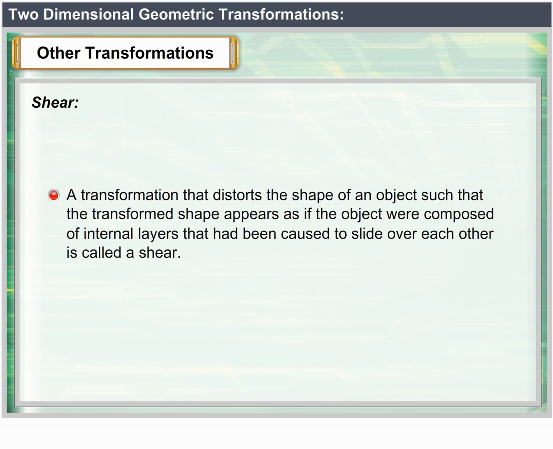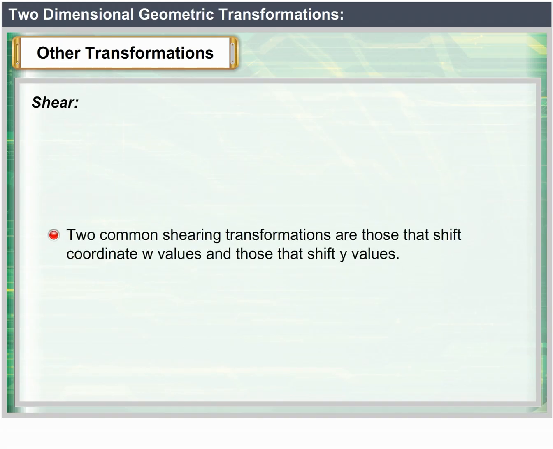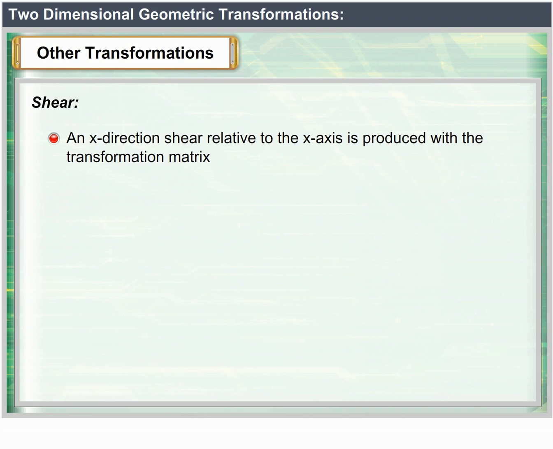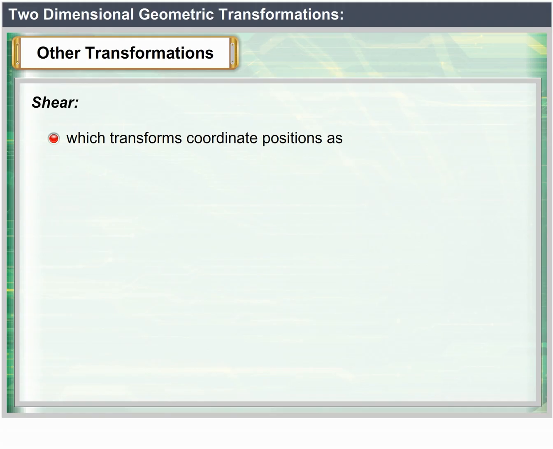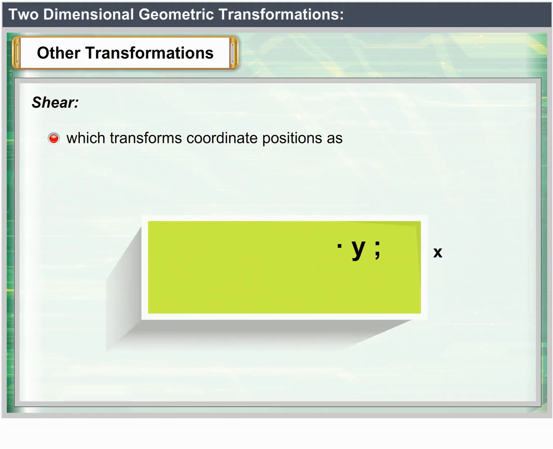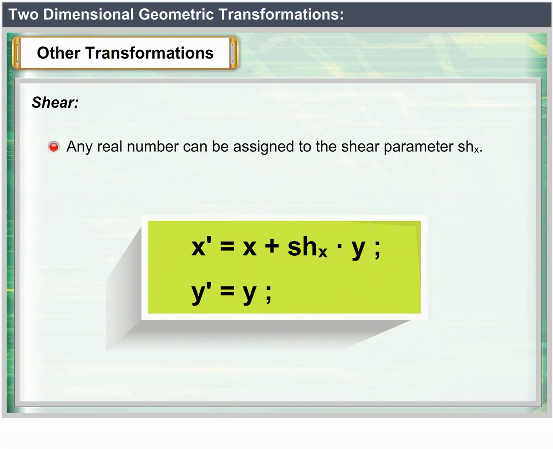Shear. A transformation that distorts the shape of an object such that the transformed shape appears as if the object were composed of internal layers that had been caused to slide over each other is called a shear. Two common shearing transformations are those that shift x coordinate values and those that shift y values. An x-direction shear relative to the x-axis is produced with the transformation matrix, which is shown, which transforms the coordinate positions as x' equals x plus shx times y, and y' equals y. Any real number can be assigned to the shear parameter shx.